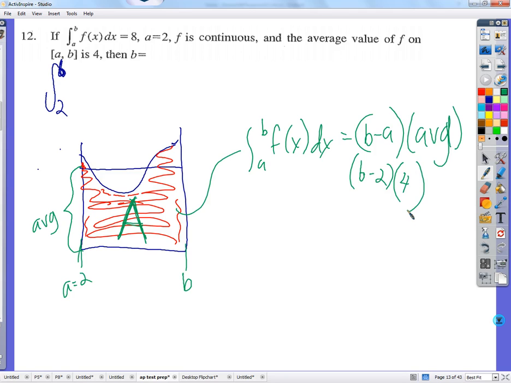And then basically, we just want to get B by itself, wouldn't we? How are we going to get B by itself? It's not in an equation right now. Well, when you multiply base times height, what should you get? The area. Should the area be 0? No. What is the area? It's 8. So we just filled in all the pieces that it told us. Okay, so we can divide by 4. B minus 2 equals 2, and then add 2 to both sides. So B would equal 4.